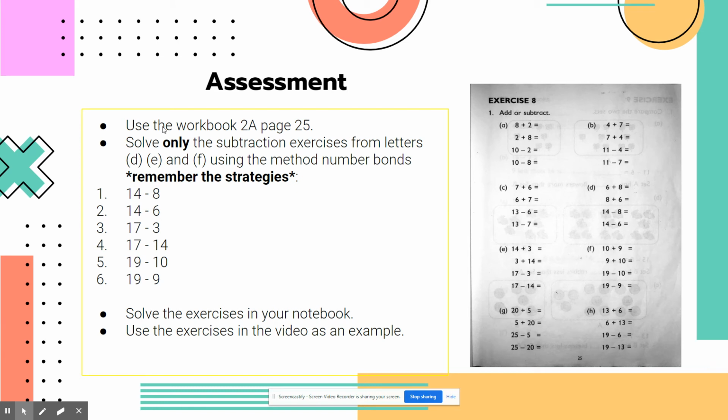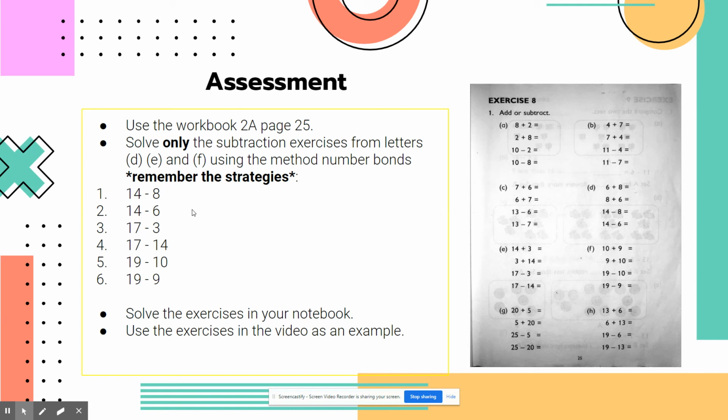This is your assessment. You're going to use the workbook 2A, page 25. Solve only the subtraction exercises from letters D, E, and F. So here you have letter D, and you're going to solve only the subtraction exercises. You have letter E and letter F. Solve only the subtraction exercises right here. Okay, and I also wrote it on the slide. And you're going to solve them using the method number bonds. Now, the method number bonds has 2 strategies, strategy number 1 and strategy number 2. So remember the strategies and use them to solve the exercises.